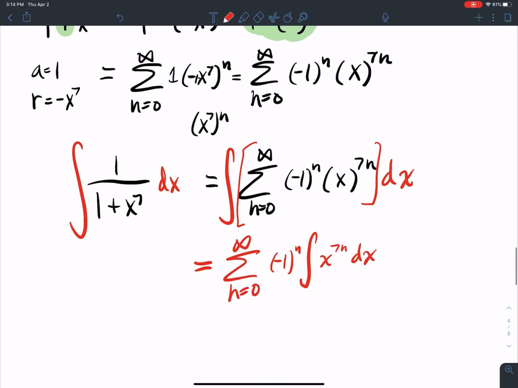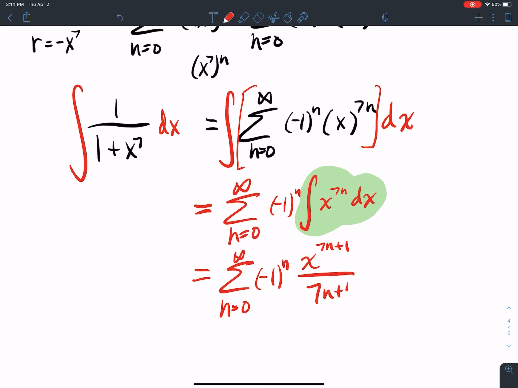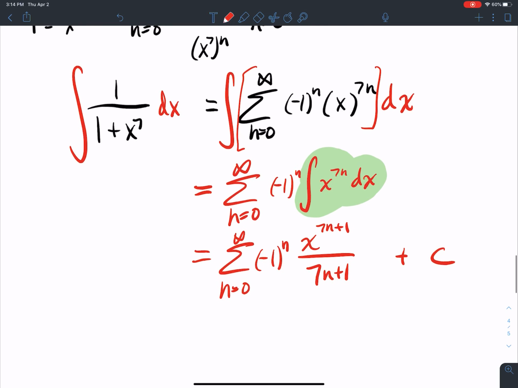Now, how do I integrate x to the 7n dx? This really isn't that bad. It's a polynomial, so I use my polynomial rule. And what does the polynomial rule tell me? It tells me that I take x to the 7n and I add 1 to it and I divide by it, 7n plus 1. Now, when I integrate, I also get some plus c over here. Okay, so I get an extra plus c factor. So this is my answer.